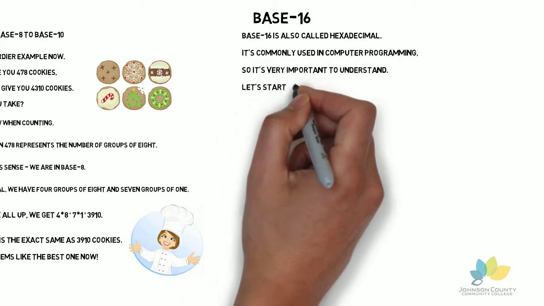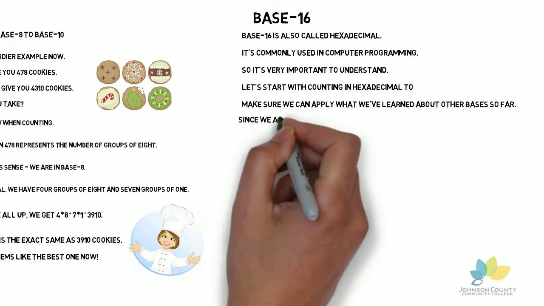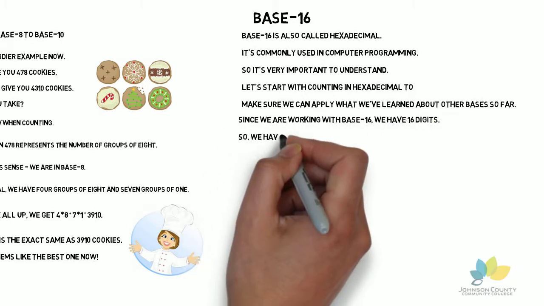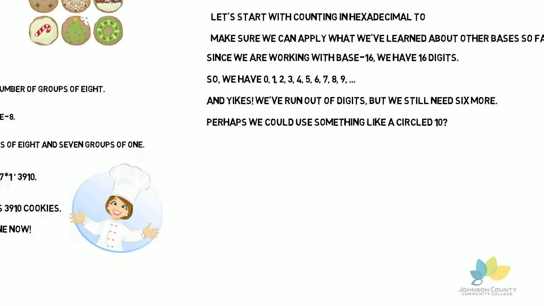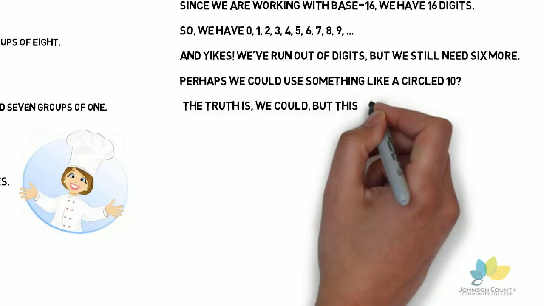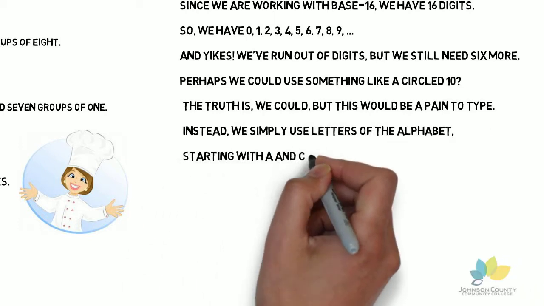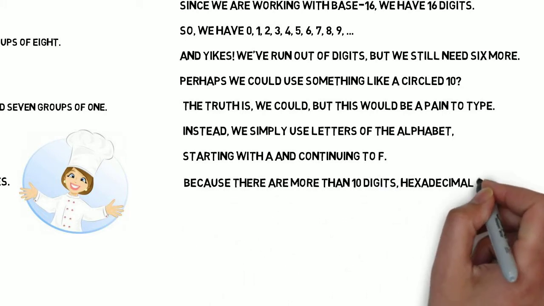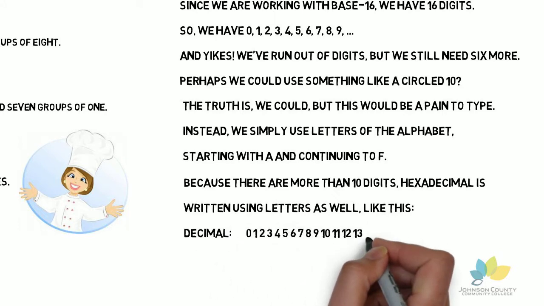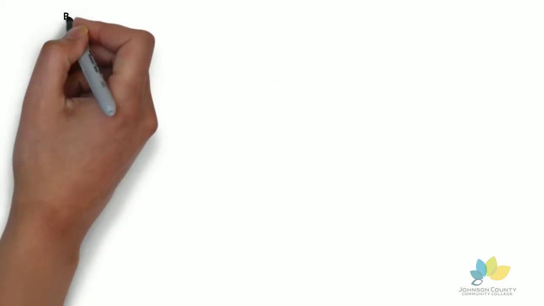Base 16 is also called hexadecimal. It's commonly used in computer programming, so it's very important to understand. Let's start with counting in hexadecimal to ensure we can apply everything we've learned about bases so far. Since we're working in base 16, you have 16 digits, so we count 1 through 9, and yikes, we run out of digits, we need 6 more. We could use a circled 10. The truth is it would make it harder to type. Instead, we use letters of the alphabet, starting with A and continuing to F. Because there are more than 10 digits in a hexadecimal, it's written like this.